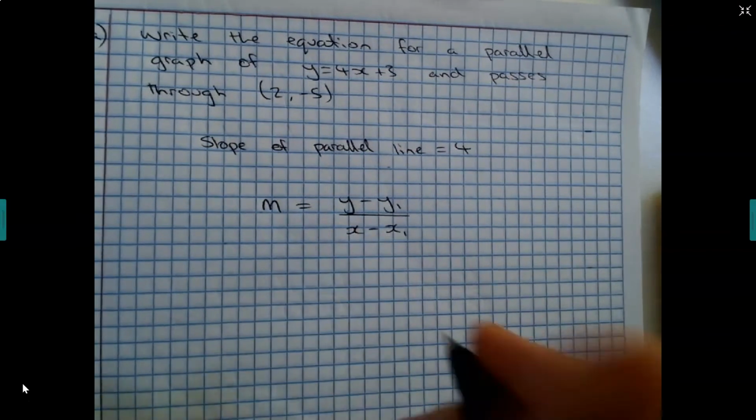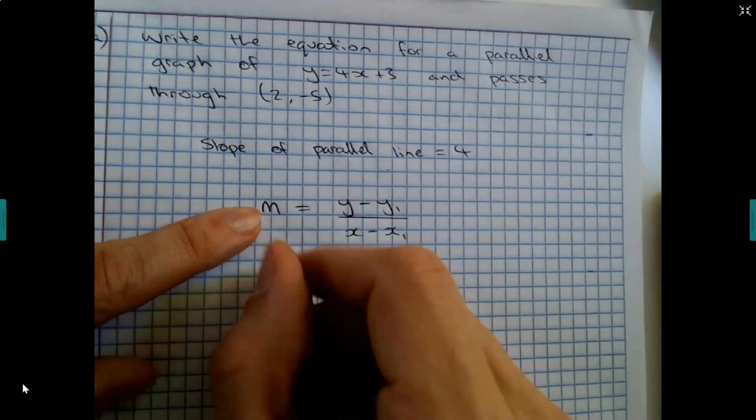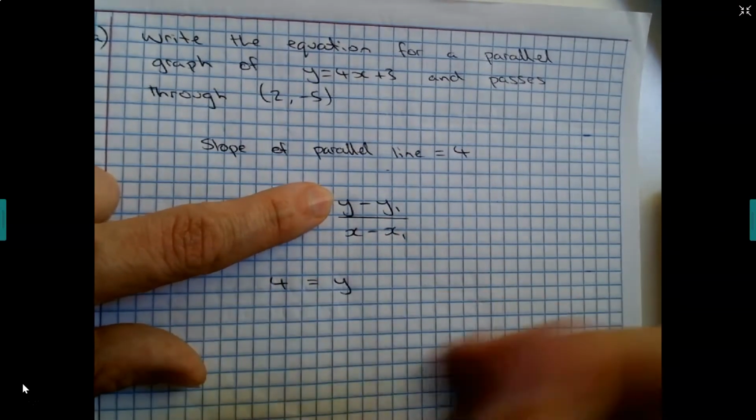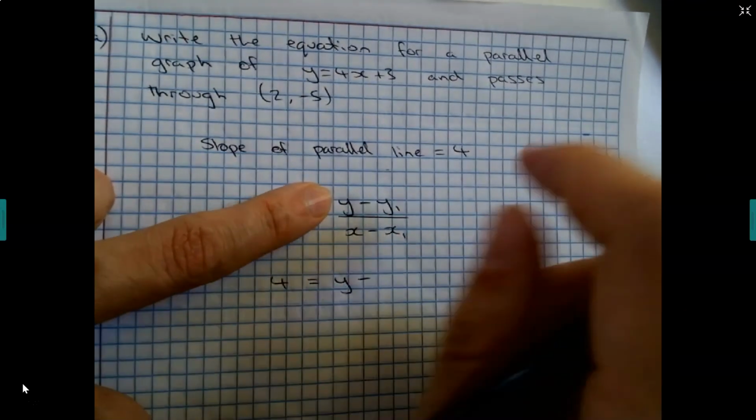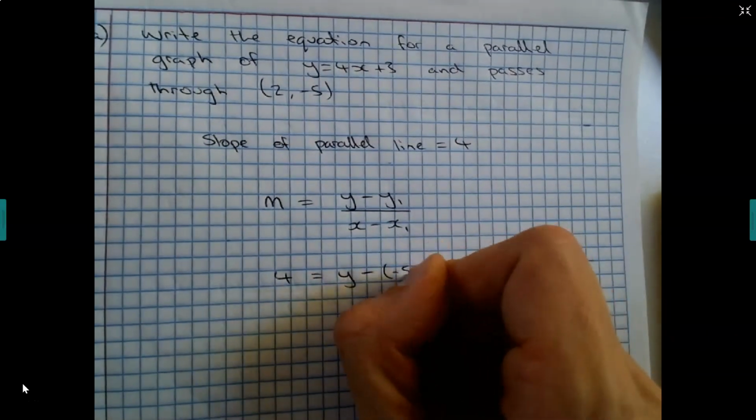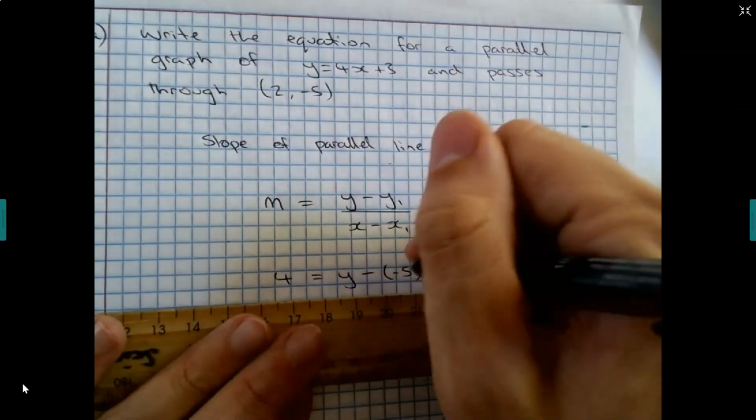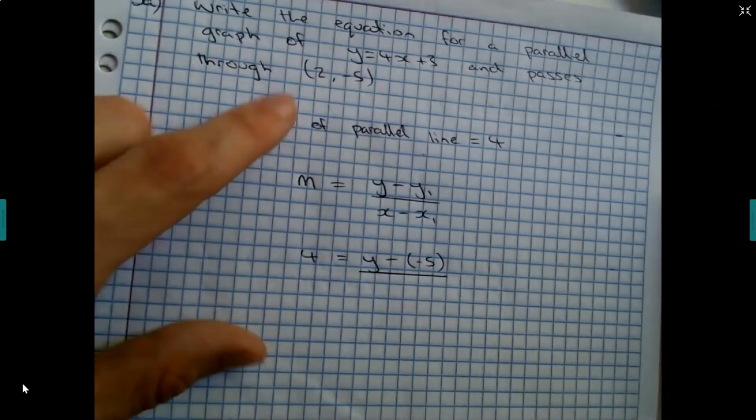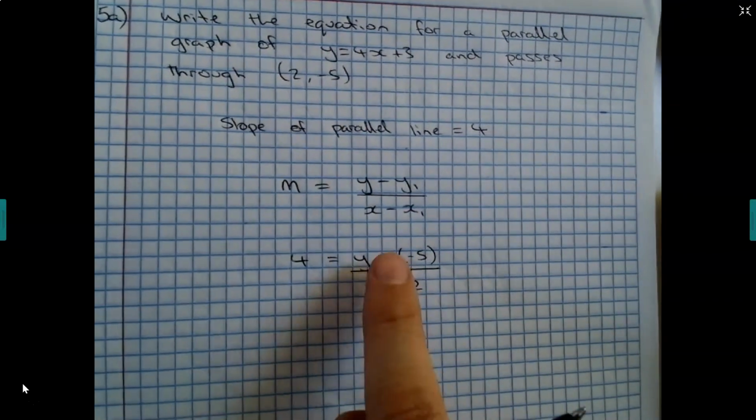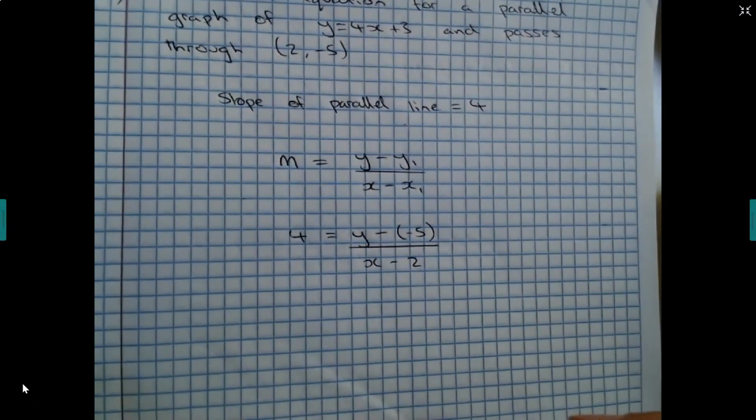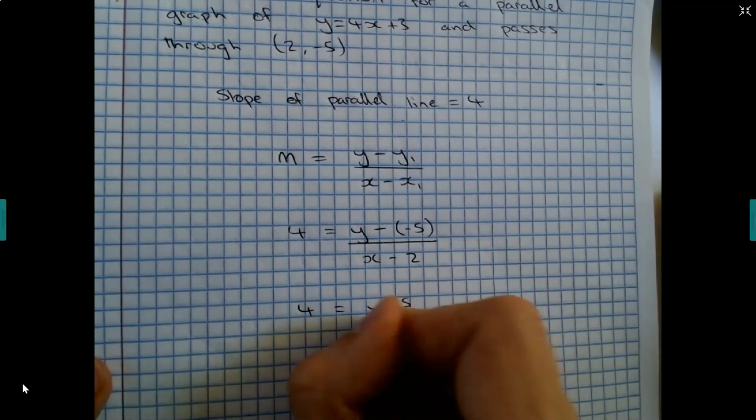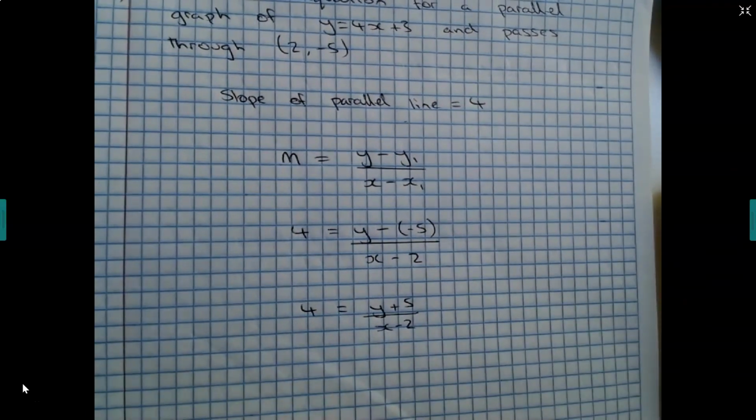All right, so we know that our slope is 4. So 4 is equal to, we've got some point y, which is just general, subtract, it has to go through the point, -5, so -5, over x minus 2. Then let's tidy that up a little bit. That's going to become y plus 5. So 4 is equal to y plus 5 over x minus 2.